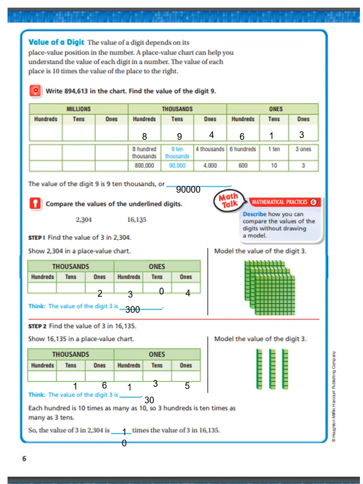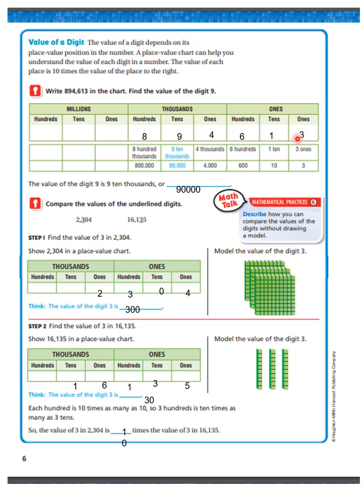Well, I'm going to do it the way I just did it. I see there's 6 numbers: 1, 2, 3, 4, 5, 6. So I'm going to put the 8 in the 100,000 box. I'm going to put the 9 in the 10,000s box. I'm going to put the 4 in the 1,000s box. I'm going to put the 6 in the hundreds, the 1 in the tens, and the 3 in the ones.